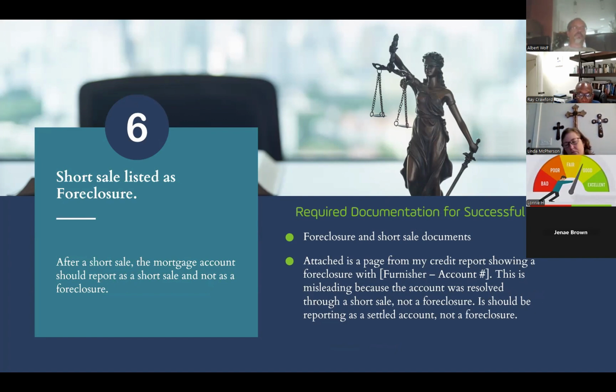Another one that's not very common nowadays, but who knows, it might come up again. Who knows what we'll see in the future. A short sale listed as a foreclosure. This is an FCRA violation, because a short sale is not a foreclosure, and if it's listed as such, it definitely harms the client.